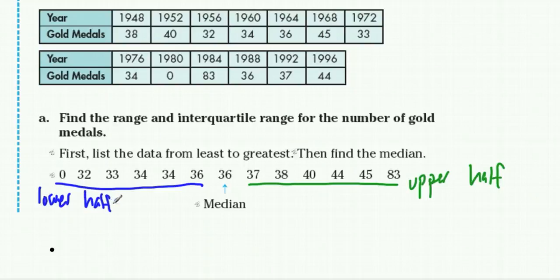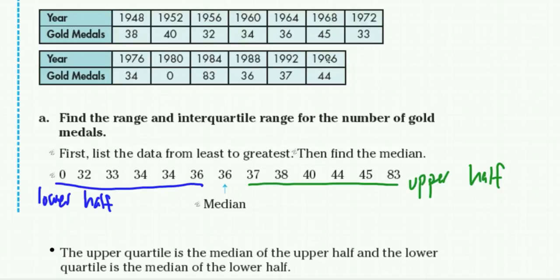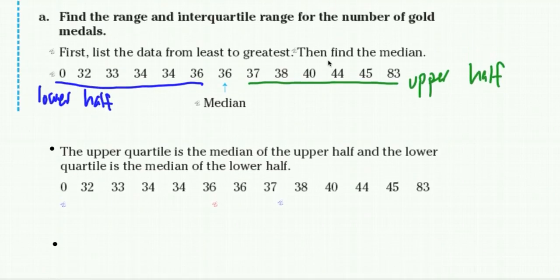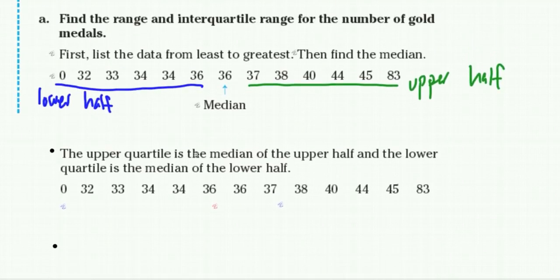Going back to the definition, our upper quartile is the median of the upper half, our lower quartile is the median of the lower half. We're asked to find the interquartile range, and this is what we do. The upper quartile is the median of the upper half, and the lower quartile is the median of the lower half. So what does that mean? First, let's look at our median, which is 36.